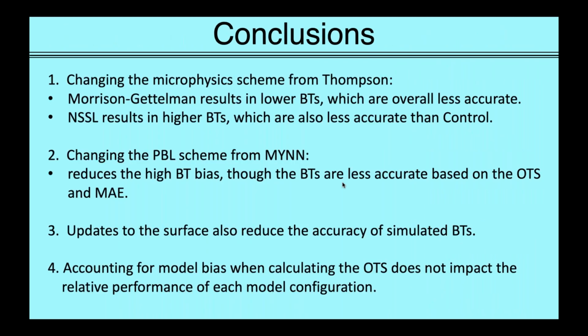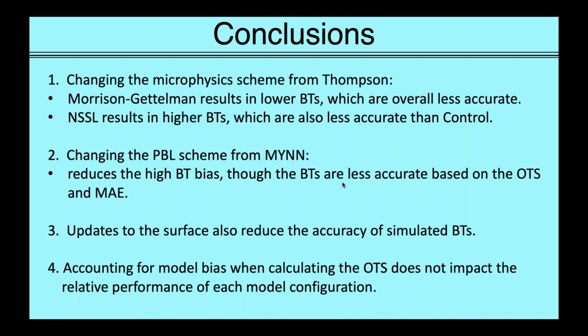So finally, some conclusions: we can change the microphysics scheme from the Thompson, and we do get a lot of changes in brightness temperatures. As I mentioned, Morrison-Gettelman results in lower brightness temperatures, and NSSL results in higher brightness temperatures. Both of these are less accurate than using the Thompson scheme.